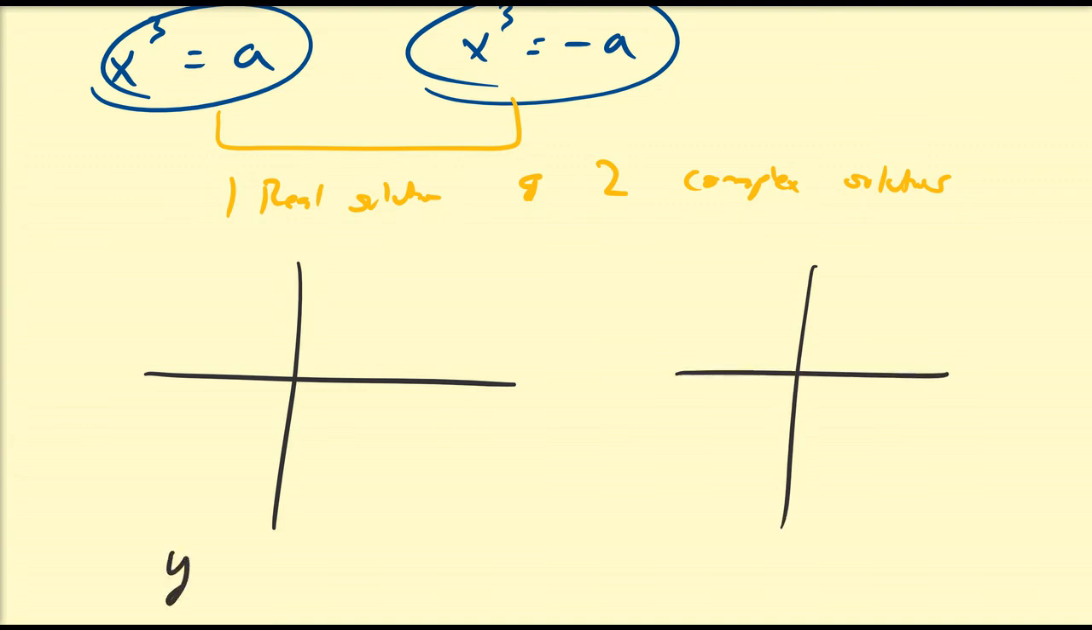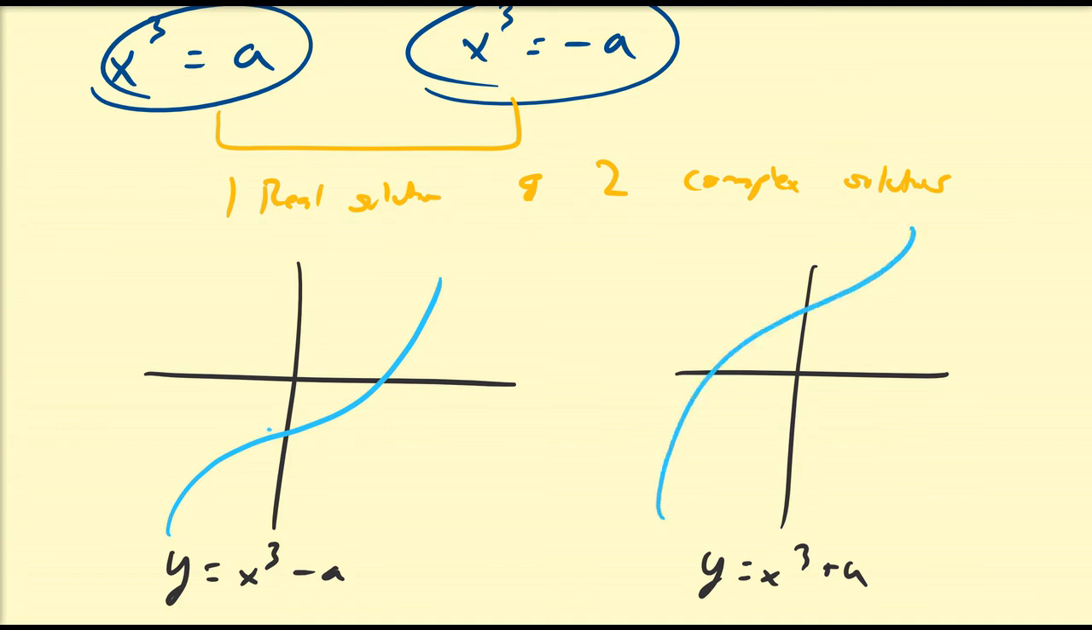For example, if you have y is equal to x cubed minus a versus y is equal to x cubed plus a, these are just vertical shifts of your curve, right? So that's one, that's the other, right? So this is a. Notice one real solution, that means the other two must be complex.